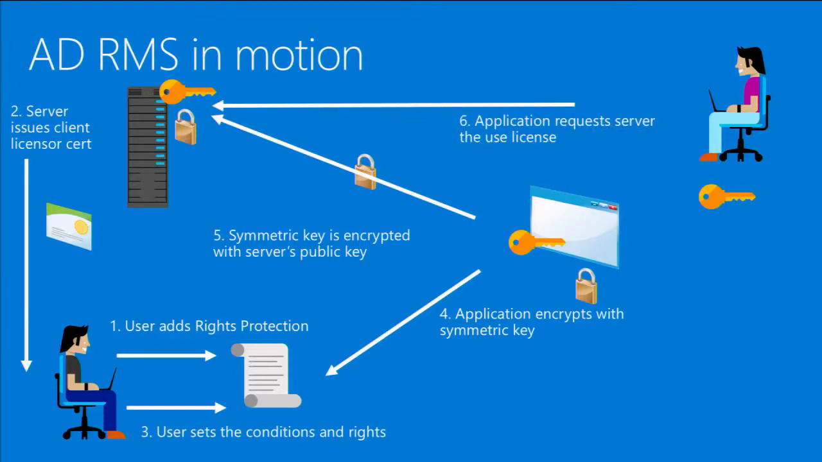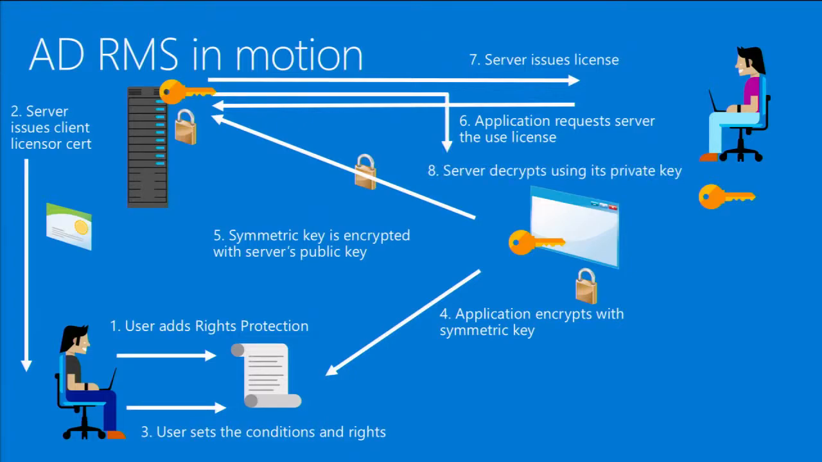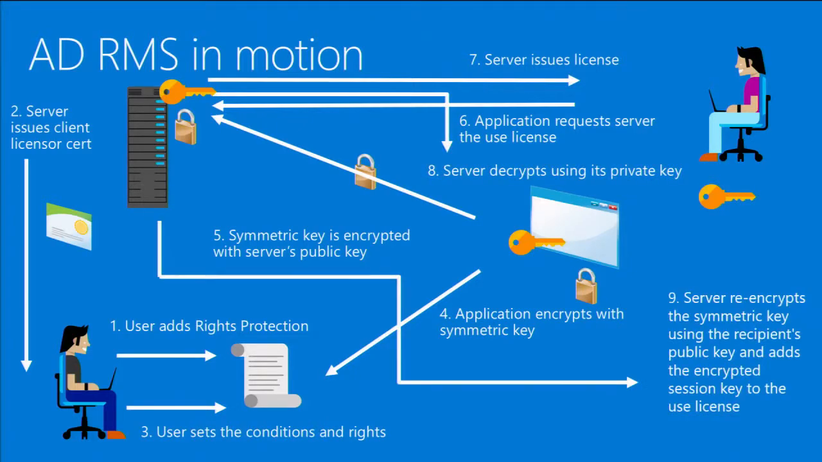The application at the other end turns around and says, well, I'd like to get that, please. So the application requests the user license from the server. The server issues that license. The server decrypts with its private key. It's getting messy, eh? And finally the server re-encrypts it with a symmetric key, and everyone's able to go and share that. I'll wait till that guy takes the photo.